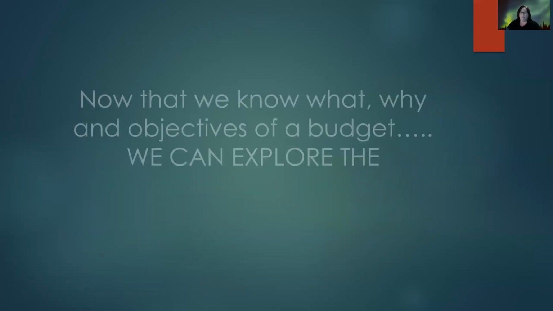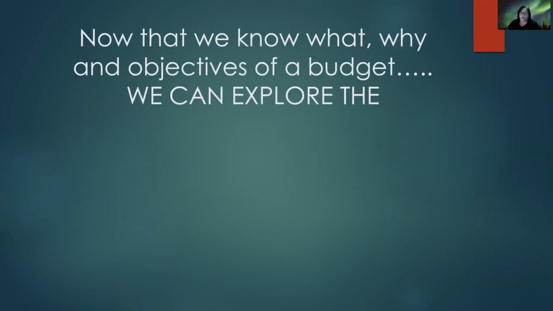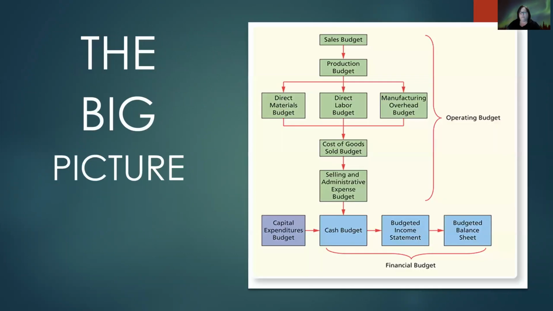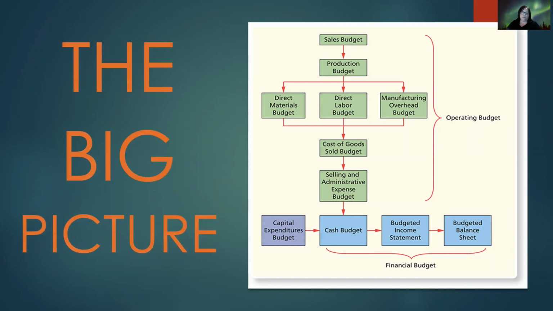Now that we know the what, the why, and the objectives of a budget, I will give you a basic overview of the master budget. Later on in this chapter, we'll go further into detail. For now, let's look at the diagram to give us the big picture. The master budget is the sum of all the individual budgets made within separate departments. It provides the important link between sales, production, and costs. It helps to ensure that all the departments work together in coordination to achieve goals of the company.